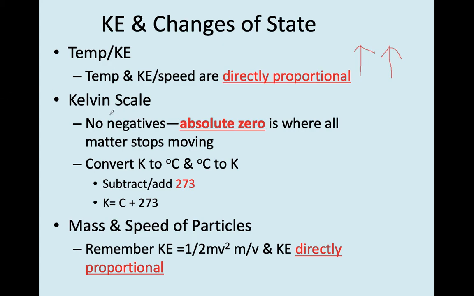A lot of times we use something called the Kelvin scale, and we're going to use the Kelvin scale in this unit because it doesn't have negative numbers, which is really nice when we're working with fractions and trying to determine relationships. It has this thing called absolute zero that we just mentioned, where all matter stops moving, where those particles wouldn't be moving anymore. But we don't measure a lot of temperature in Kelvin every day. So we need to know how to convert between Kelvin and degrees Celsius.